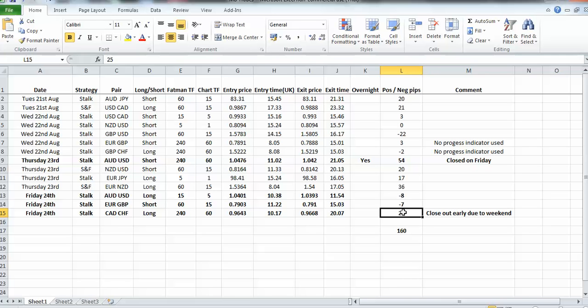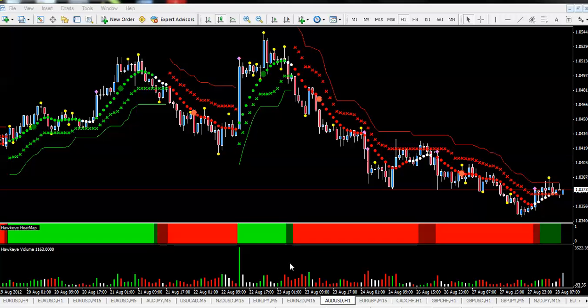But what's more important is that on the whole, your winners are bigger than your losers, and that's critical, because it's staying in trends longer that is the difference between making a profit in forex and not.